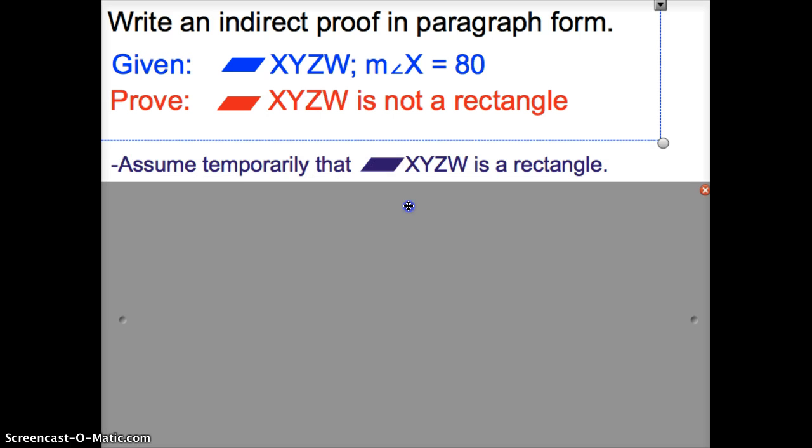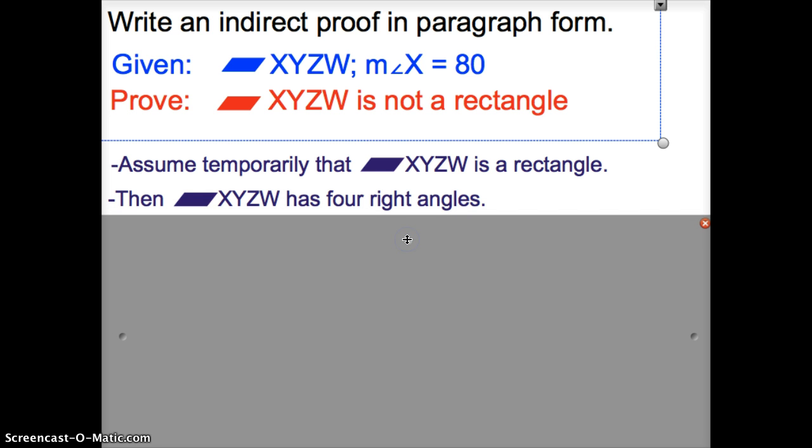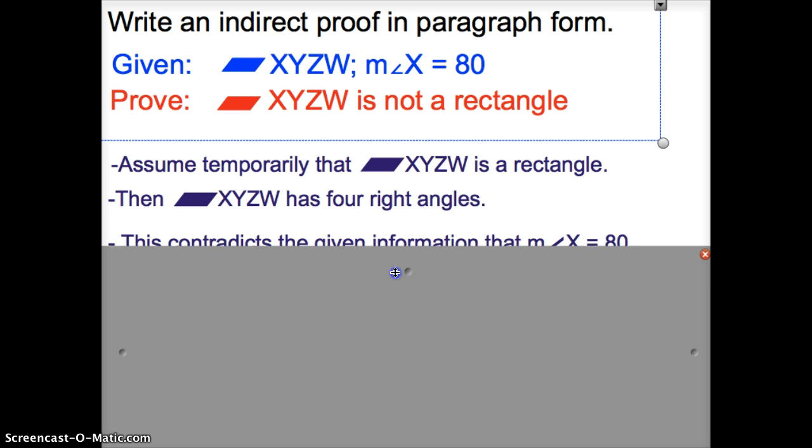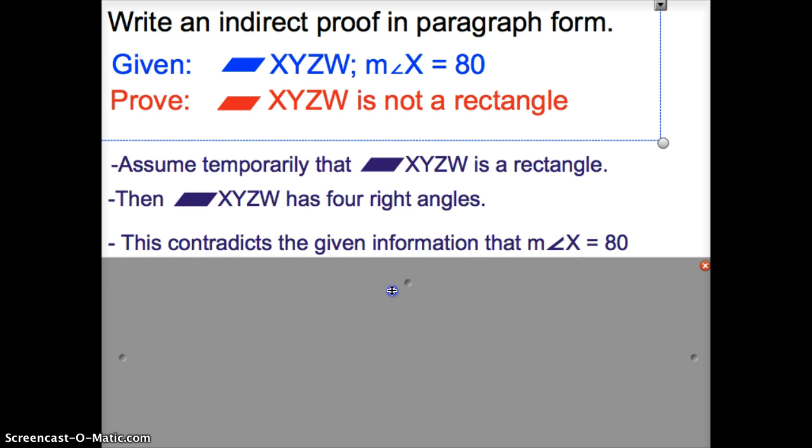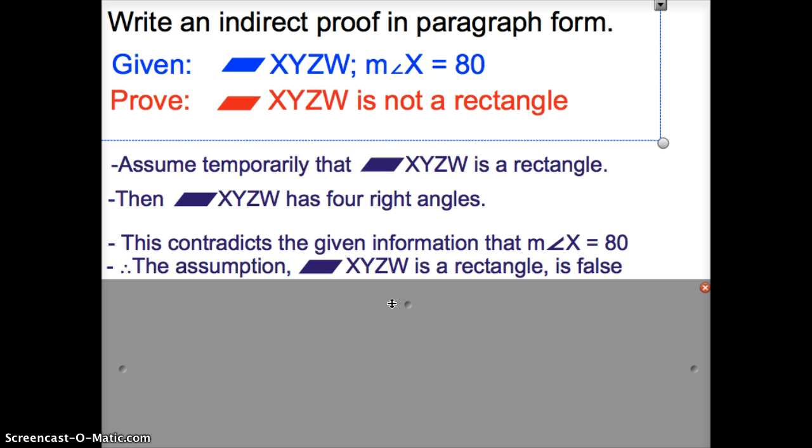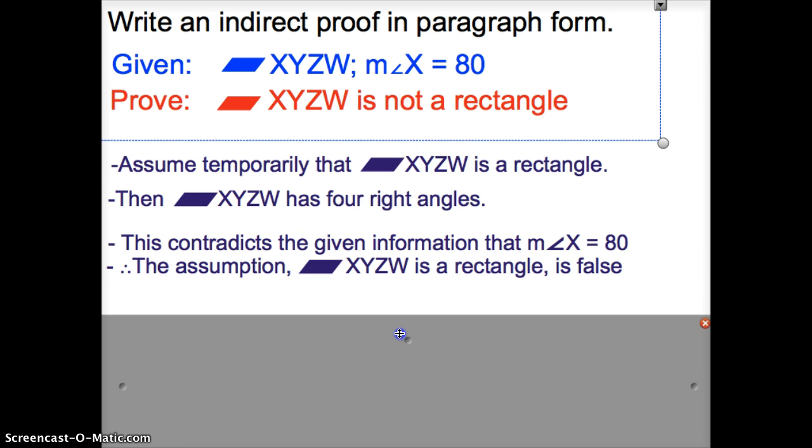The first step is obviously to say, assuming that it is a rectangle, we could then conclude that it has 4 right angles. Properties of a rectangle would indicate that. From there, it contradicts the given that angle X, which is a vertex of the parallelogram, is 80 degrees. And therefore, since it contradicts the given, the assumption that the parallelogram is a rectangle is false. Answer questions 8 and 9 tonight for homework, and bring them back in with any questions you may have.